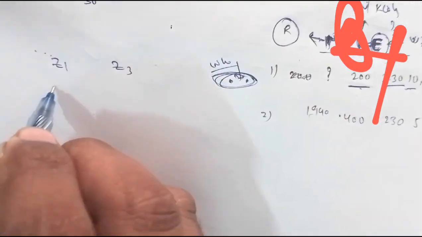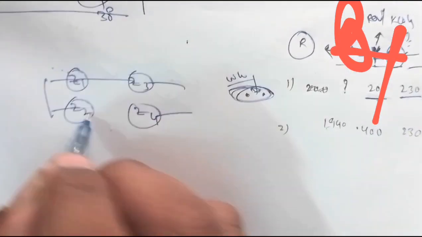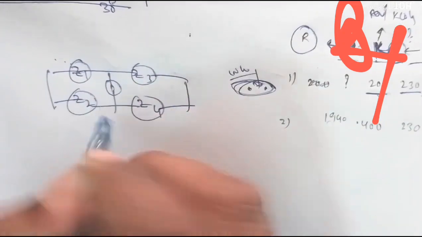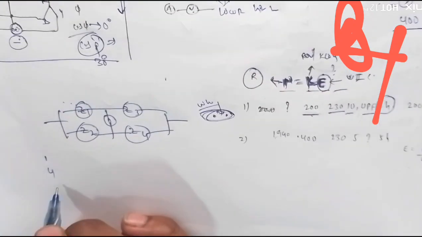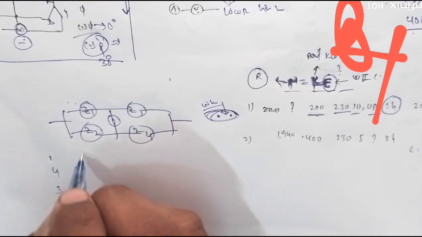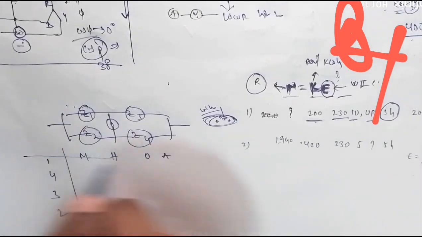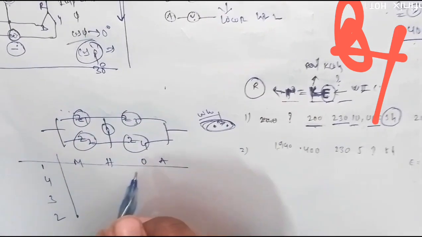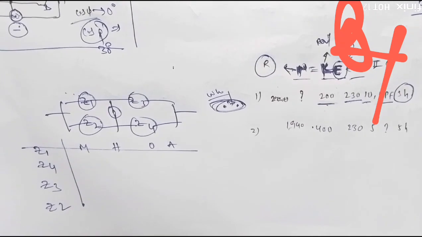So this is a bridge Z1, Z3, Z2 and Z4. This is a common bridge we can use for all. This is the galvanic. So next, what I am saying: 1 4 3 2, M H O A. This is the shortcut I am going to tell you. Simple thing, we have to write Z1, Z4, Z3, Z2. This is Z1, Z4, Z3, Z2.